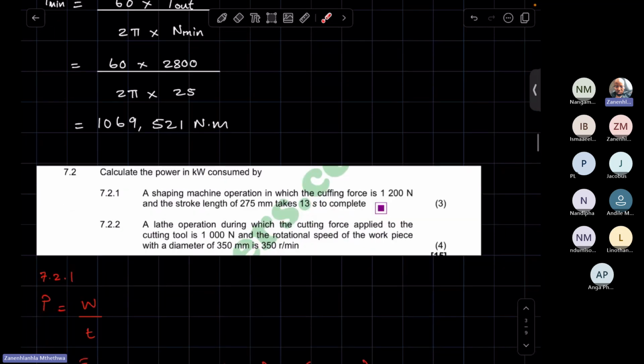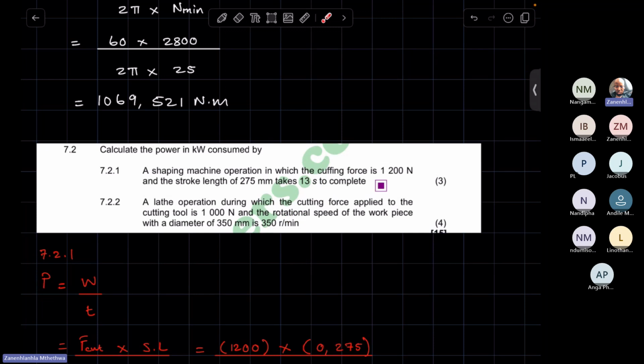Right. Now let's look at this problem. They want us to calculate the power in kilowatts consumed by a shaping machine. So essentially, you are calculating power for both of these problems. You have a shaping machine operation in which the cutting force is 1,200 newtons, and the stroke length of 275 millimeters takes 13 seconds to complete. So you're supposed to calculate power.